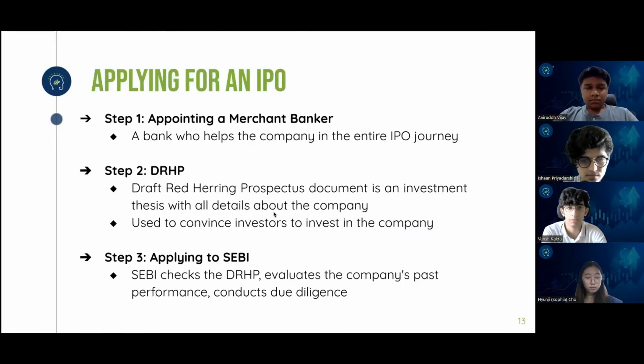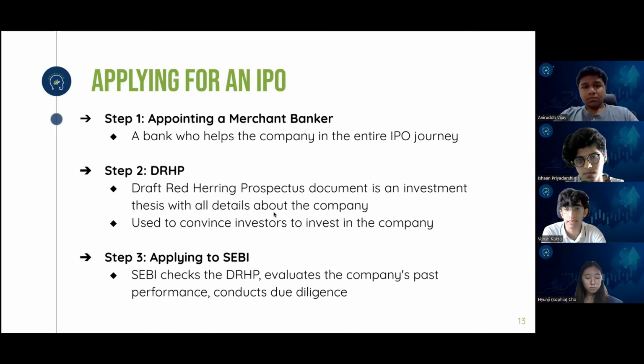Right. Okay. So let's move on to how a company applies for an IPO. The first step is appointing a merchant banker. The companies appoint a merchant banker or an investment bank, which will advise and help the company in the entire IPO journey and provide underwriting services.